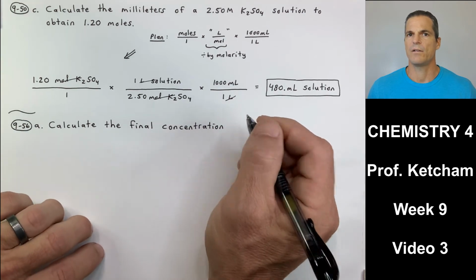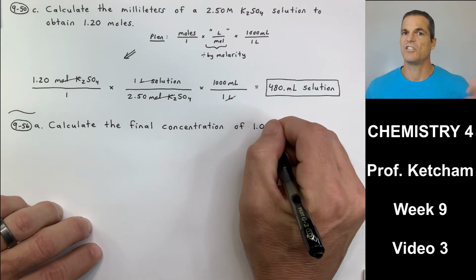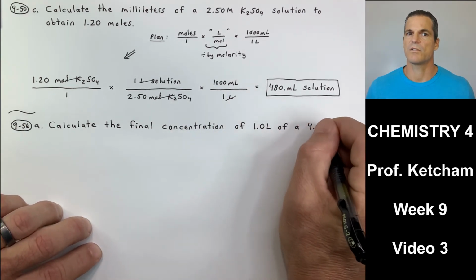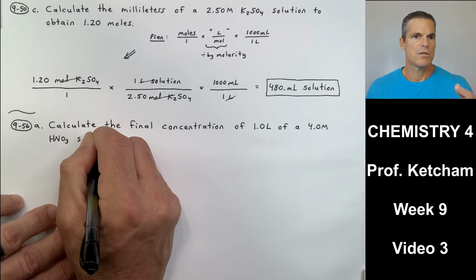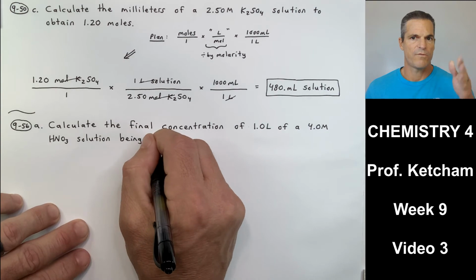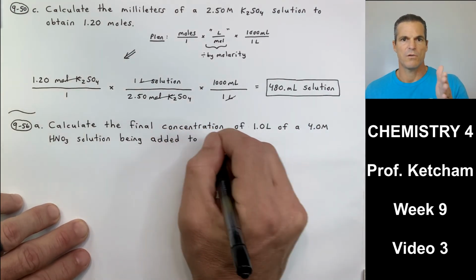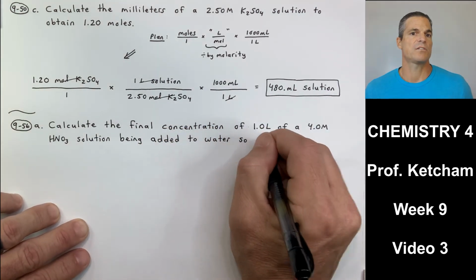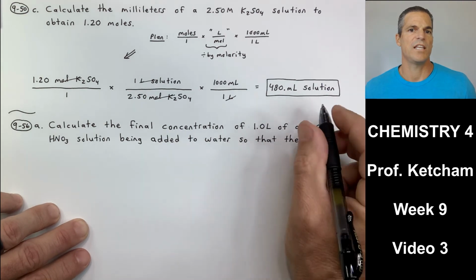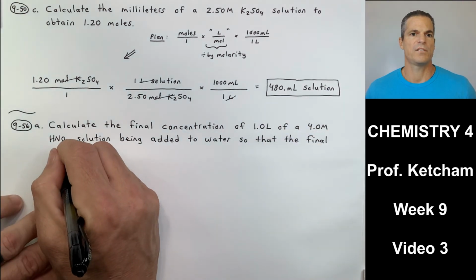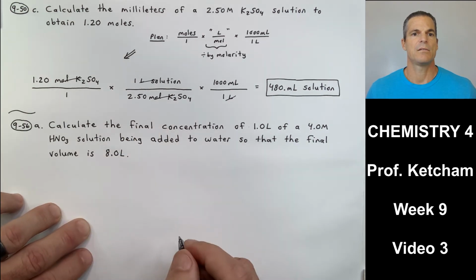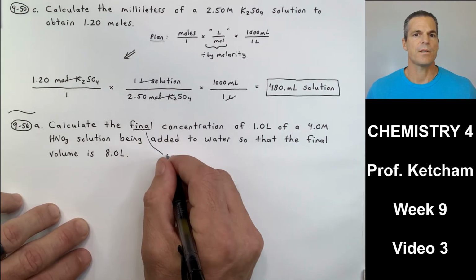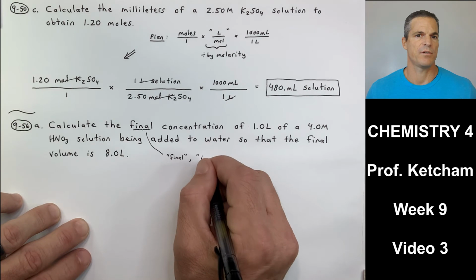See that word final? That means there was also an initial, right? Initial concentration. A catchword like final or initial makes me think of dilution. Before, after, initial, final. Calculate the final concentration of 1.0 liters of a 4.0 molar HNO3 solution being added to water so that the final volume is 8.0 liters.